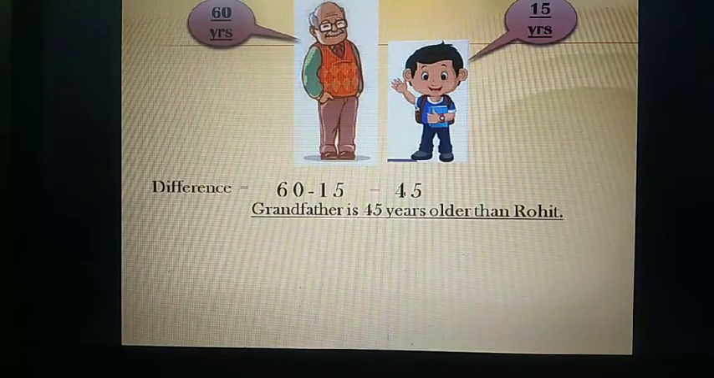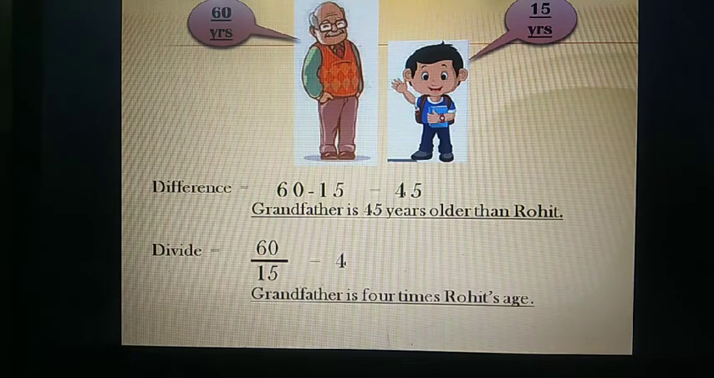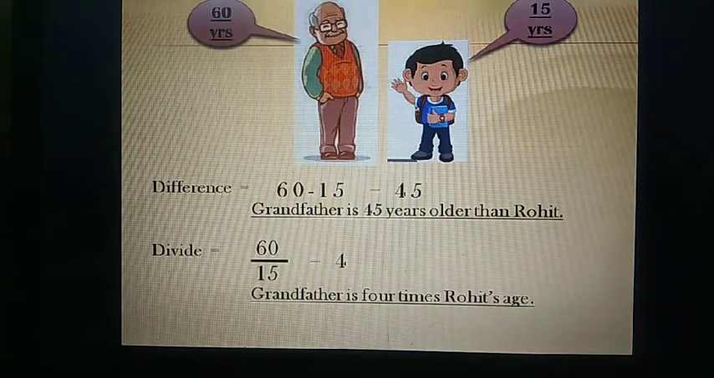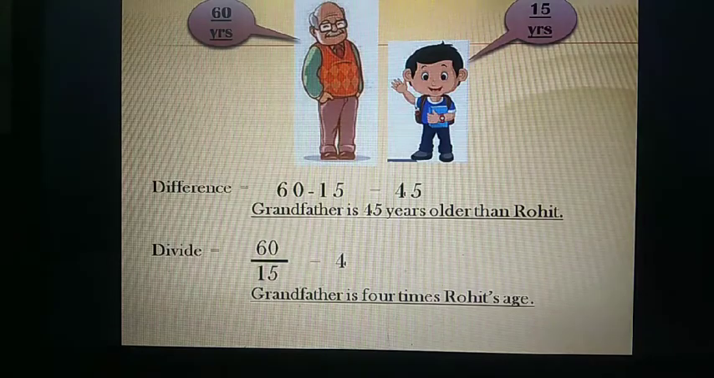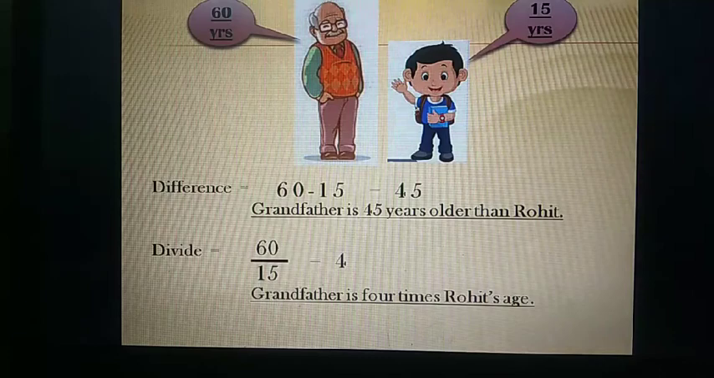The second method is division method. Dividing the two, you will get the answer as 4, which means grandfather is 4 times Rohit's age. So, in comparison by division, we will represent the answer in terms of how many times.